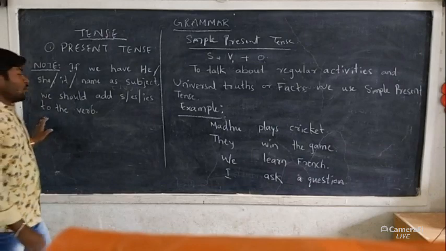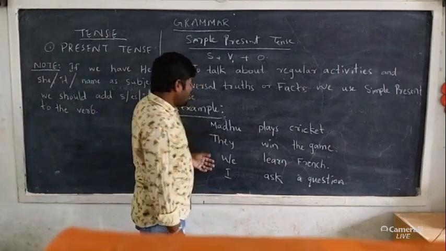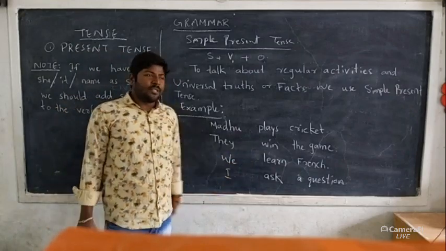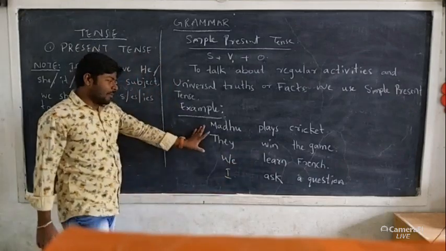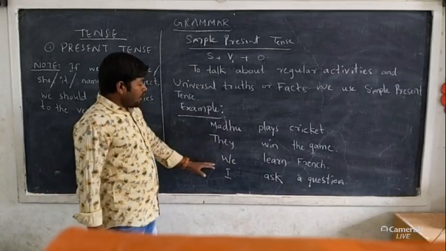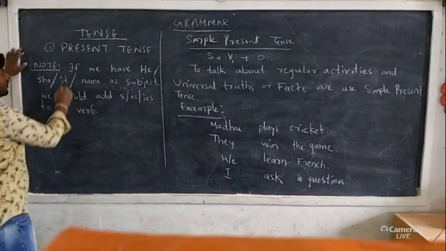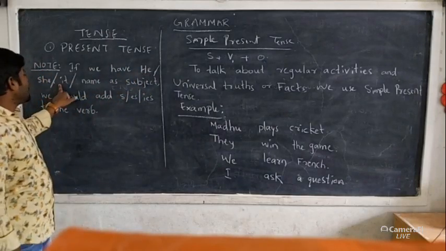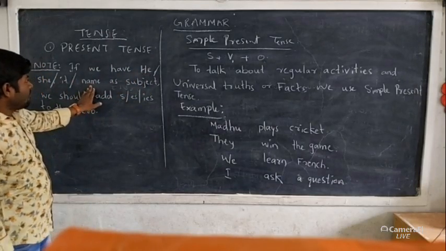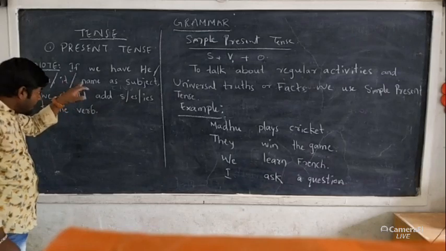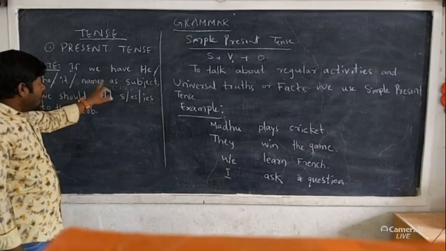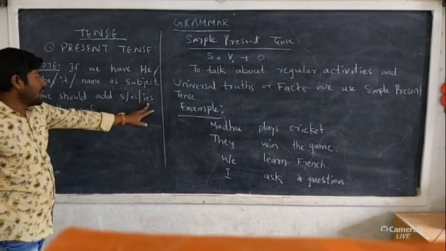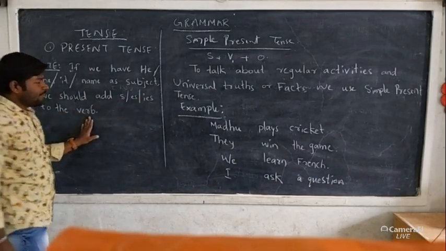So here, what is the subject? What will come? I, he, you, they, he, she, it, this, that, these, those. These things will come in the place of the subject. Here we should remember the note. If we have he, she, it, or a name as the subject from these four, we should add s or es or ies to the verb.